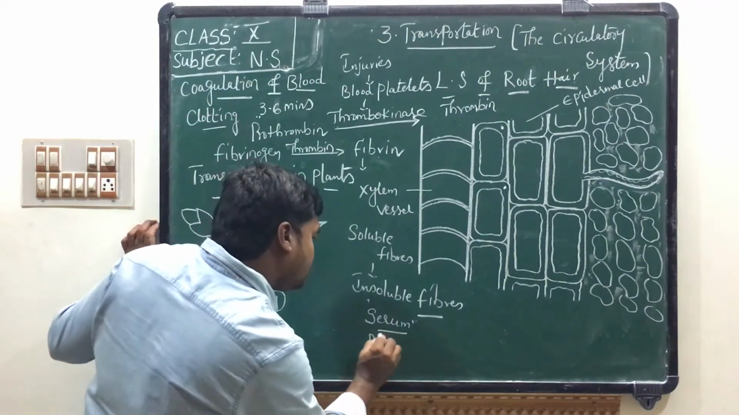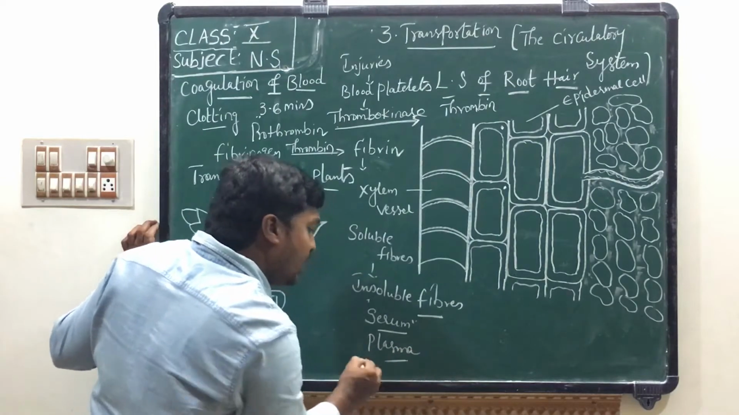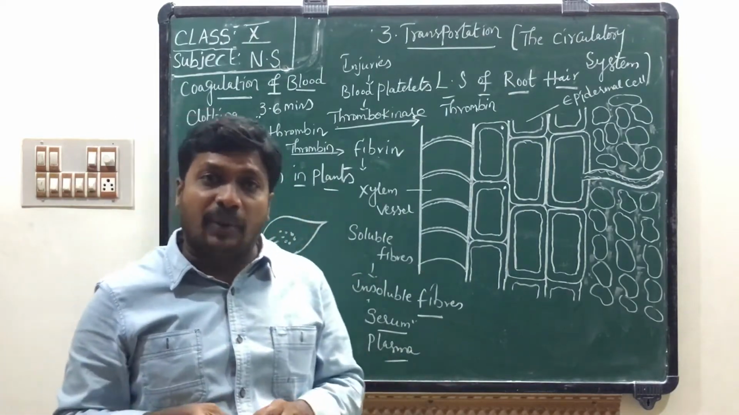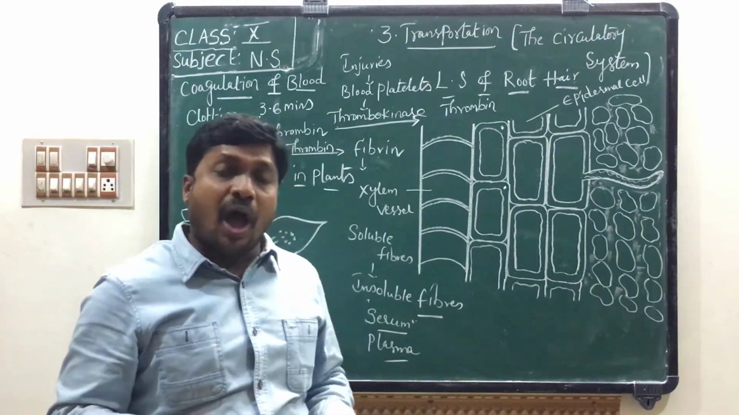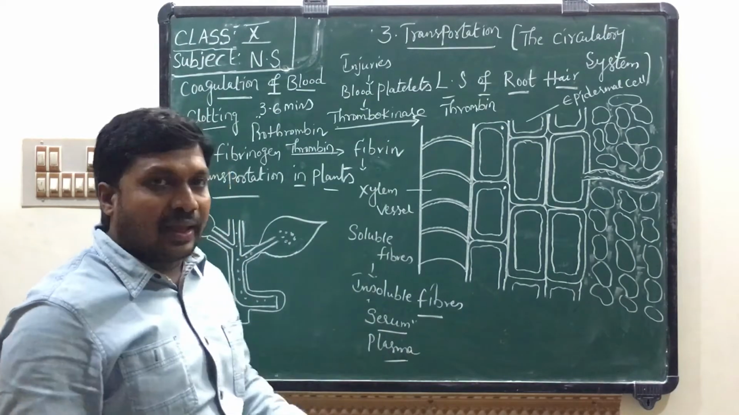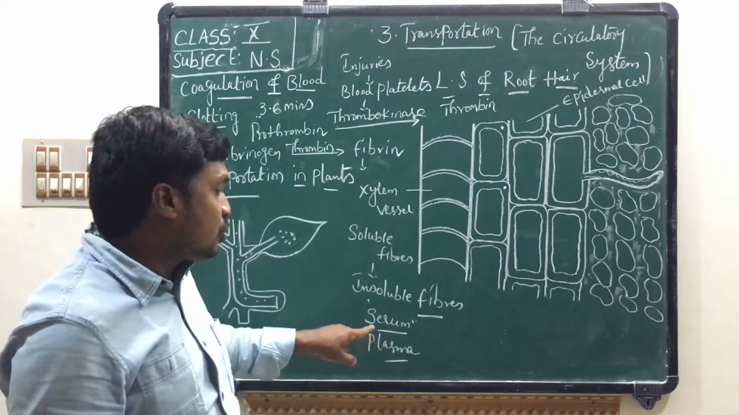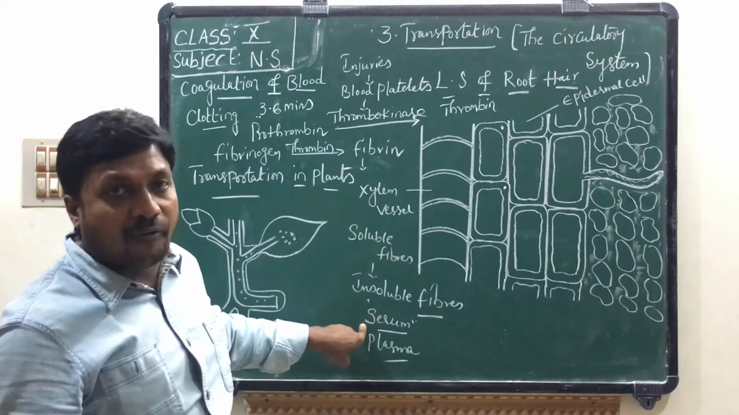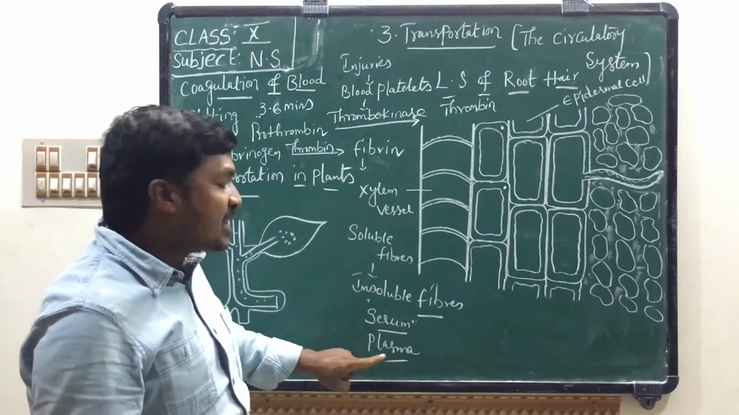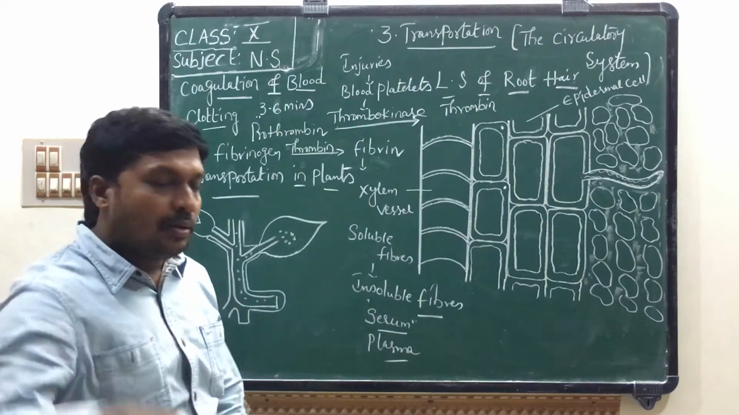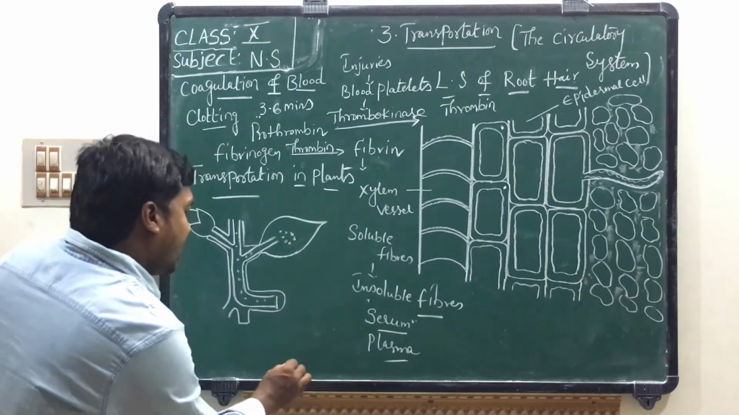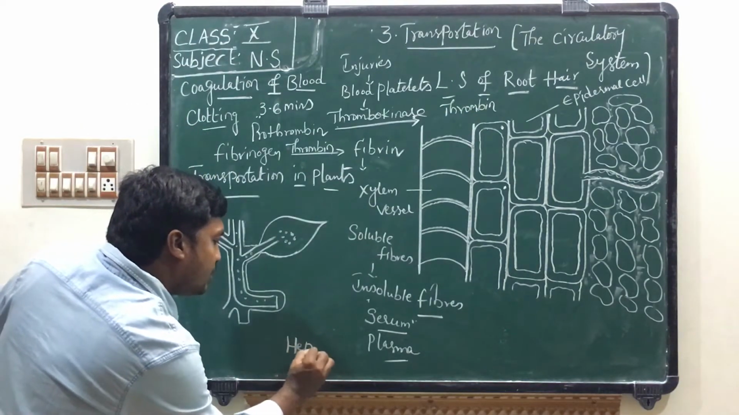Do you know, children? Plasma is another fluid which is present in the blood before blood clotting. After blood clotting, we can find a liquid which is slippery to touch, that is called serum. It is formed after blood clotting, and plasma is present in the blood before blood clotting. And there is another substance called heparin.